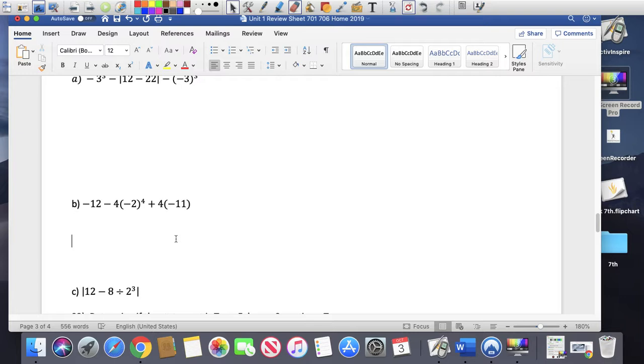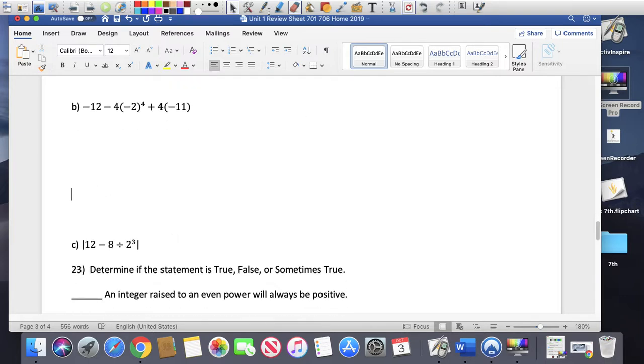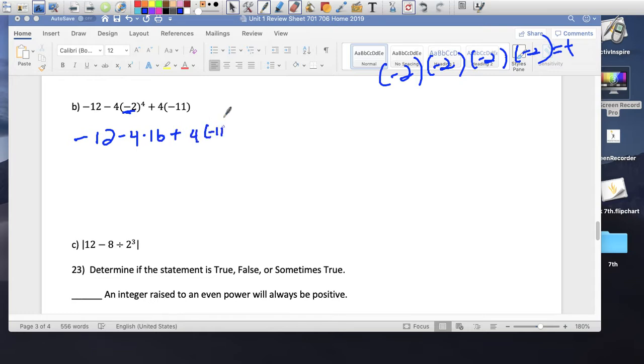B, okay, do it in steps. I'm going to do the exponent here. So it's negative 12 minus 4 times negative 2 times negative 2 times negative 2 times negative 2. There are 4 negatives, and that's going to give me a positive answer, first of all. So 2 times 2 times 2 times 2, 2, 4, 8, 16. So I'm going to replace this part here with 16, times 16, and plus 4 times negative 11.